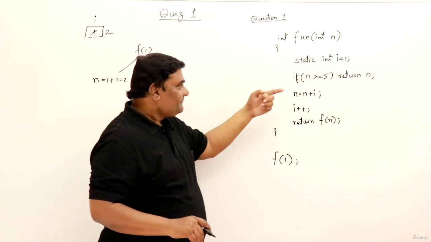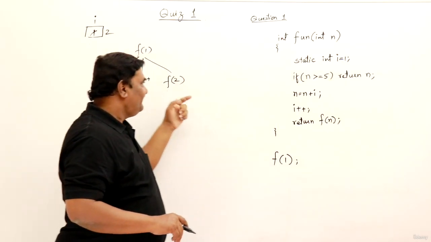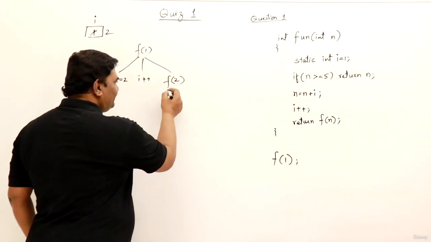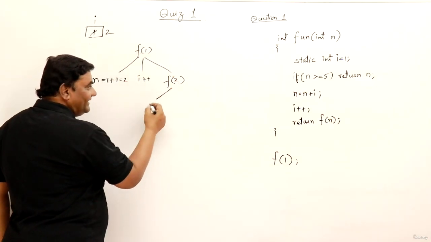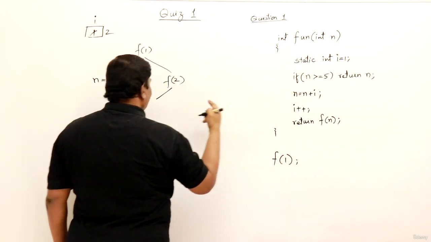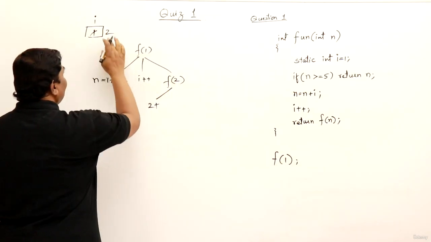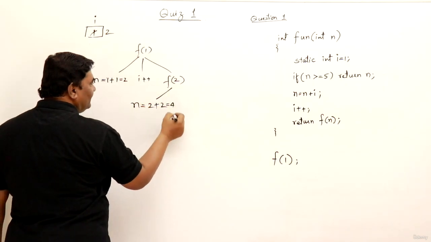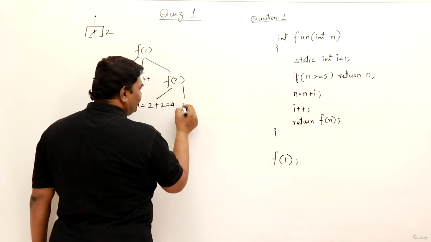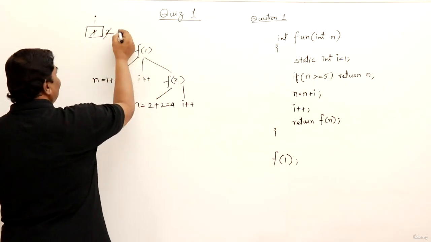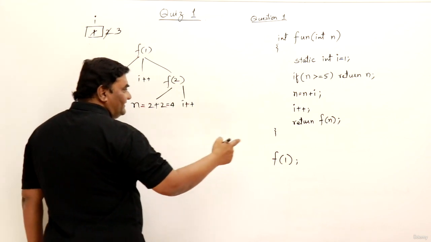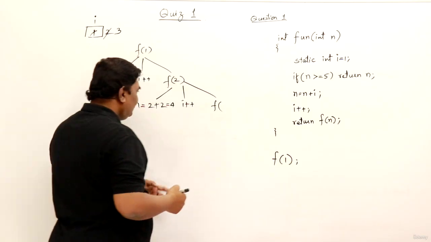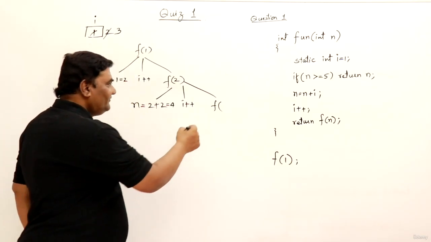Then, is n greater than or equal to 5? No. Then these 3 steps. So the first step is n assign n plus I. N plus I. What is n? 2. What is I? 2. So how much is n now? N is 4. The next step is I plus plus. So I plus plus, I'll make this 3. Then next, call itself again for f of n. What is n right now? 4.